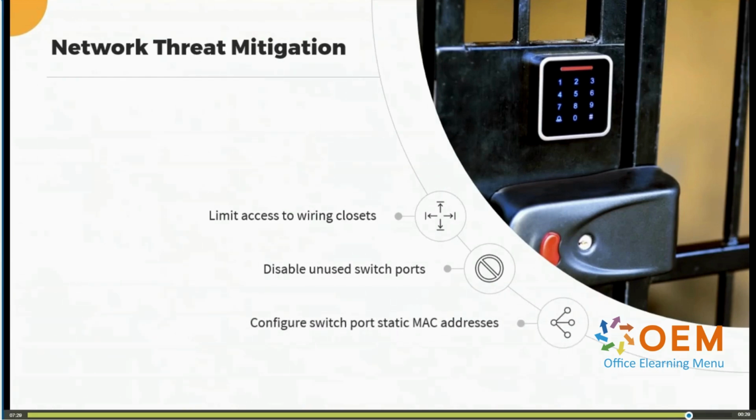You can also configure network switch port static MAC addresses. What that means is that either you configure the network switch ports so that after the initial connection of a device, the switch will remember that MAC address and it will only allow that device to connect to that switch port. Or you can even manually pre-configure that information for the utmost in control when it comes to network switch port security.